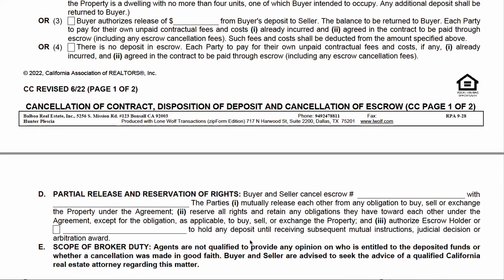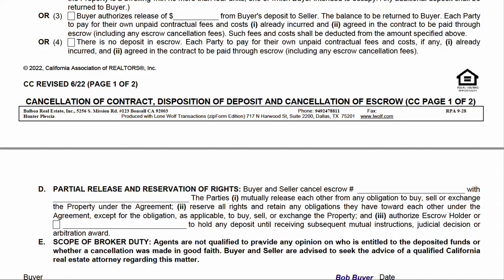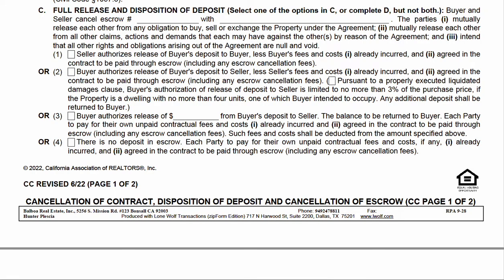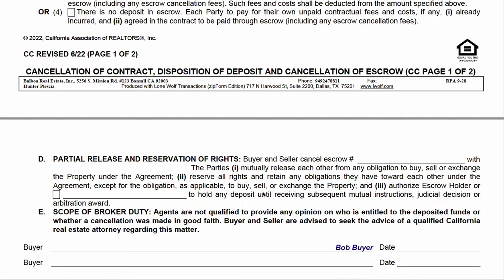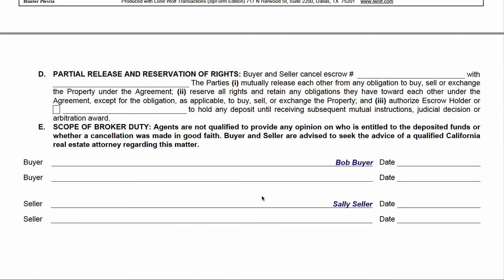And this can be amended, and escrow is going to have their own instructions that they're going to create anyway. So this is almost used for negotiation. It's kind of a launch pad. Escrow is going to draft their own amendment to have the parties release a deposit. And then this is where the parties will sign if they agree to this.